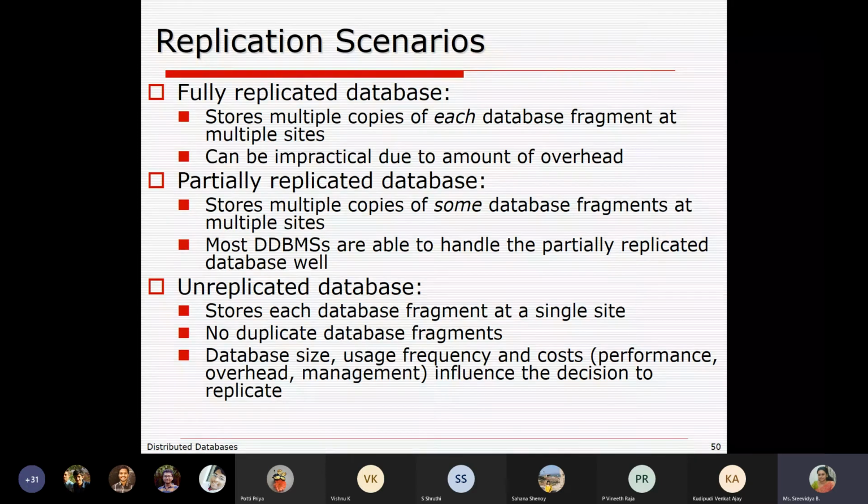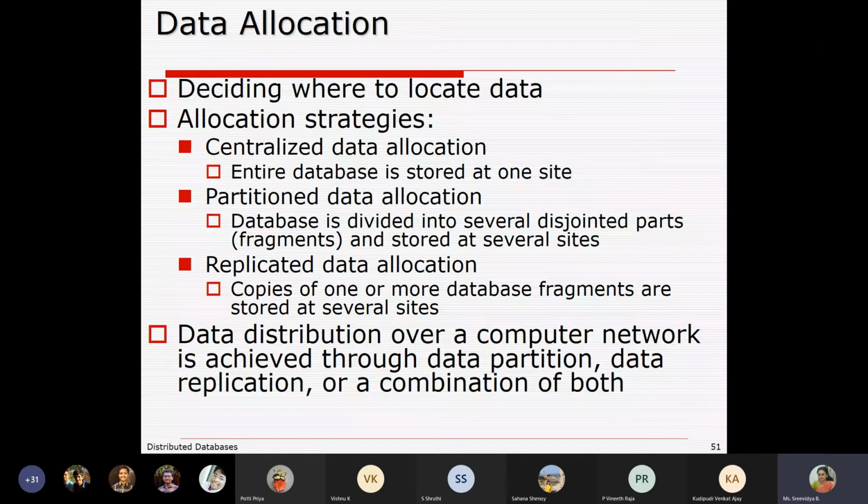Now there are three ways replication is possible. Fully replicated database, every data you keep at every place. This would typically be an impractical scenario, given the amount and overhead you are going to come across. Partially replicated is what most distributed databases manage, where some of the things you will copy. And the third is no replication at all, only at one place. Obviously all the other advantages we spoke of for replication will now become a disadvantage here, because if the data we require is on a remote site, you have to travel to it, so cost will increase and response time will increase.